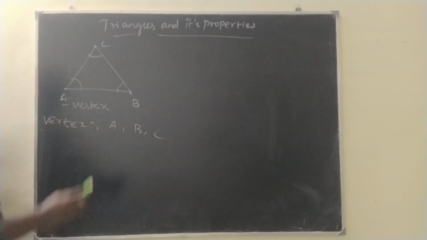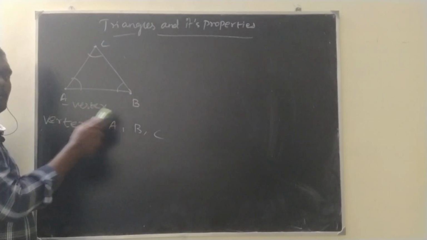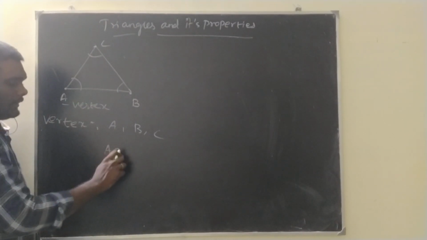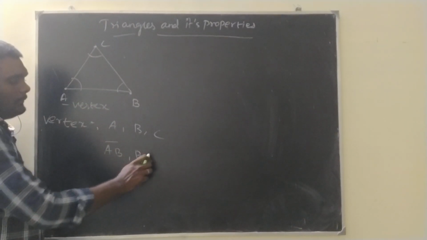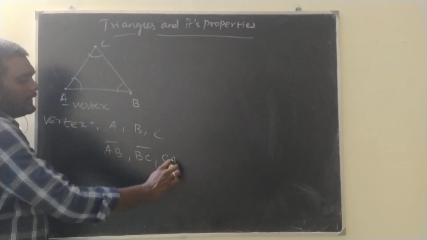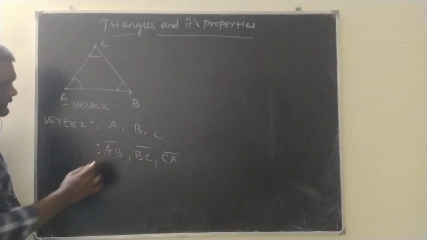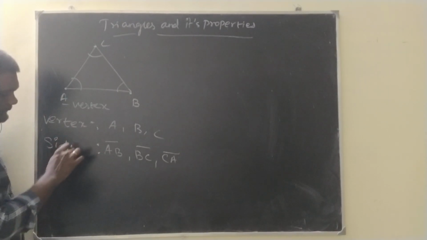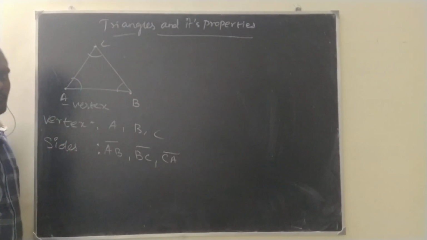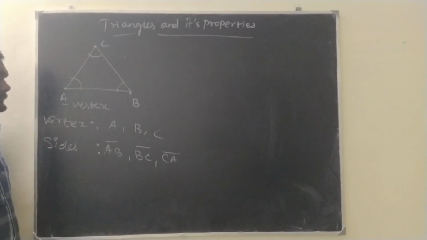And these lines are there, right? Sorry, line segments are there, right? The line segments AB, BC and CA. These 3 line segments, we are calling them sides.